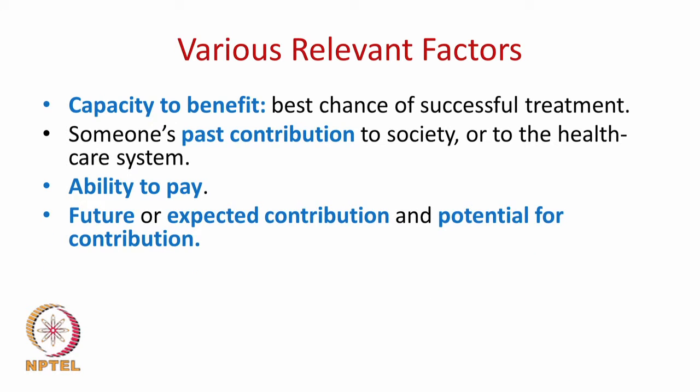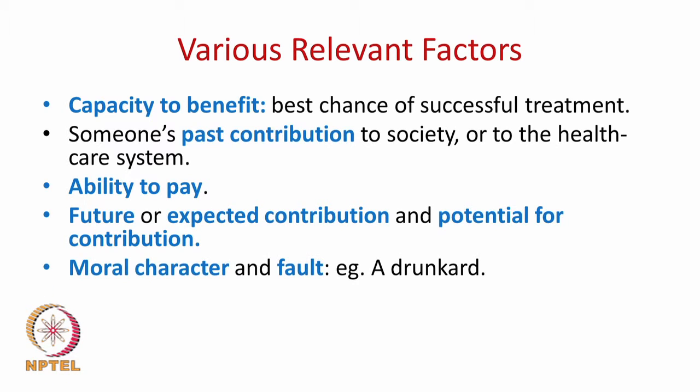Future or expected contribution and potential for contribution. So, these can also be taken as criteria. Someone who is a promising scientist, or a promising person in a certain field, who is capable of giving a lot of contribution to the society. So, considering his potential and the possibility of future contributions, we can consider that person to be the most deserving to receive resources. Moral character and fault.